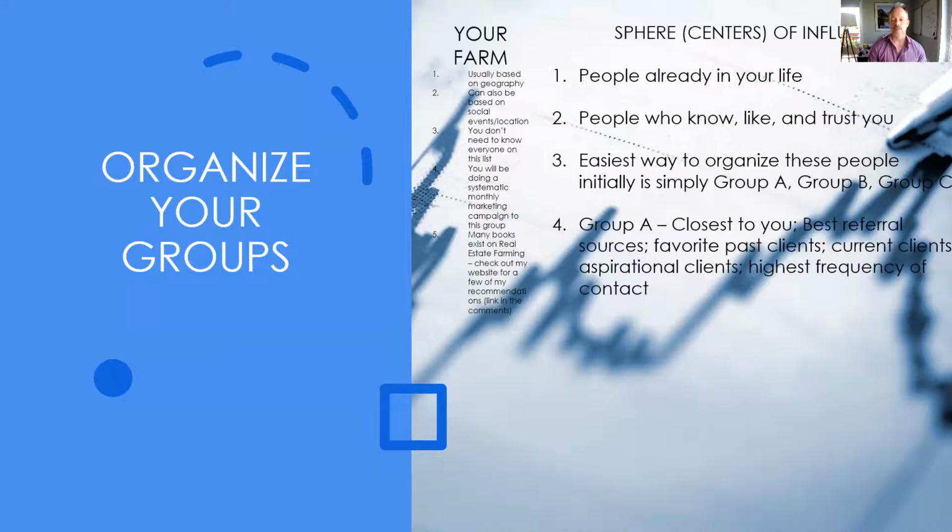Group A, these are the people closest to you, your best referral sources, your favorite past clients, your current clients, aspirational clients, so people who you're maybe not working with right now, but you really would love to. If you really wanted to get into probate business and there's a particular probate attorney in town who does all the probate business, that would be an aspirational client, right?